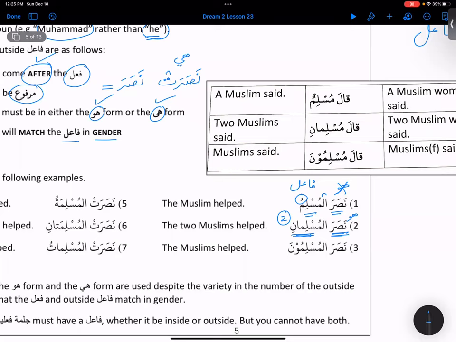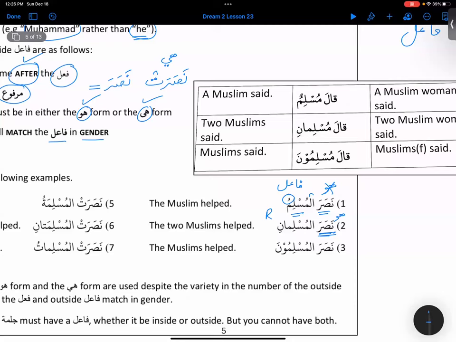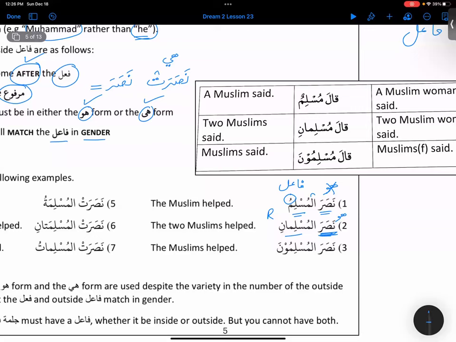As long as it is rafa, that's it, and masculine. So it should match in status, in rafa, and it should match in gender, whatever version of fail we are using. It should match in gender basically. So Nasara al-Muslimani: this Muslimani is the fail for Nasara. That's why we're going to say the two Muslims helped.